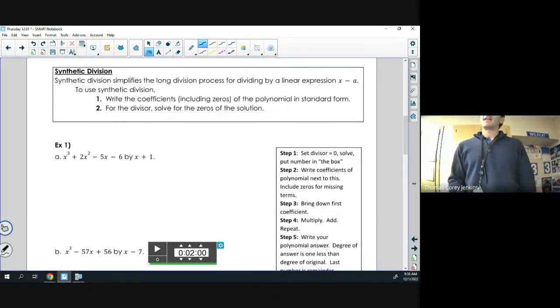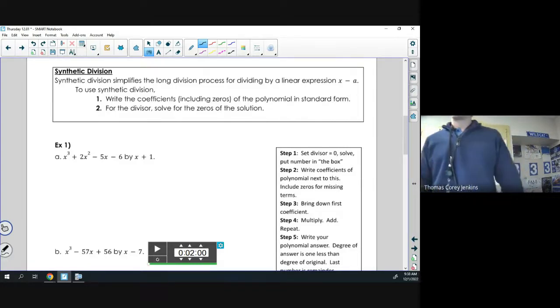So it says there's a step-by-step little thing there. Synthetic division simplifies the long division process for dividing by a linear expression. So it's got to be by a linear expression. Step 1, it says write the coefficients, including zeros. You'll find out what that means in a later example, of the polynomial in standard form.